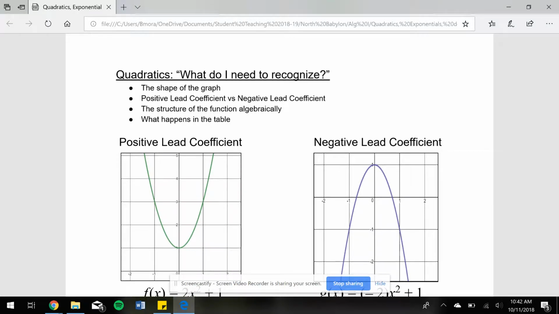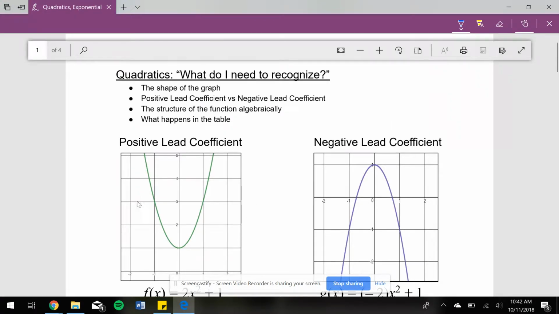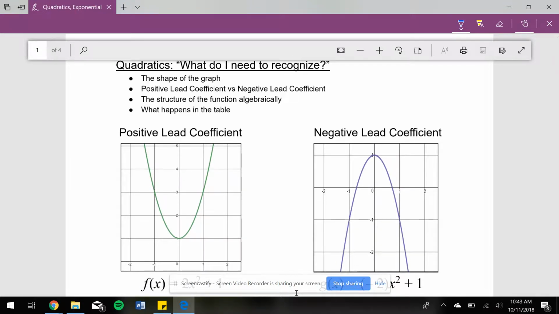All right, so two of the different topics we talked about today and Tuesday were quadratics as well as exponential functions. So a couple of things that we need to recognize when we're talking about quadratic functions is, first off, what is the shape of the graph? Is it positive or negative? Lead coefficient, the structure of the function, and then what happens in the table.